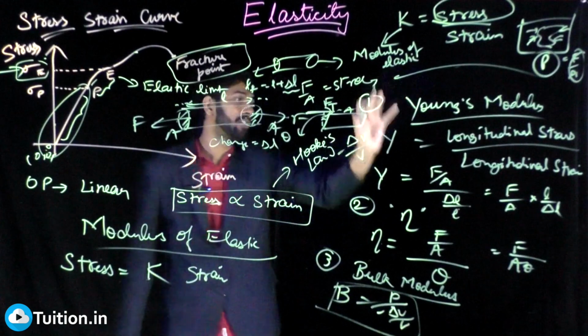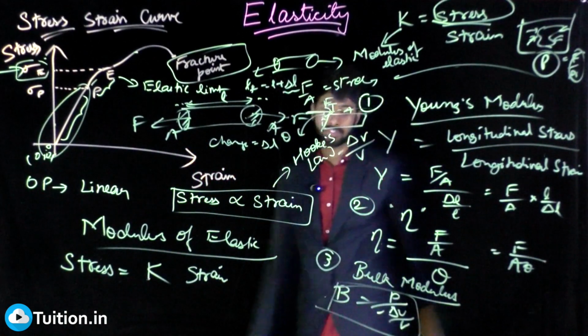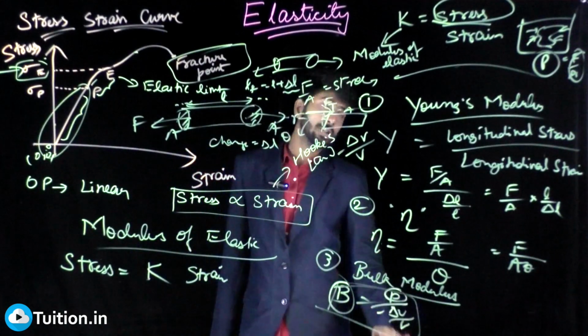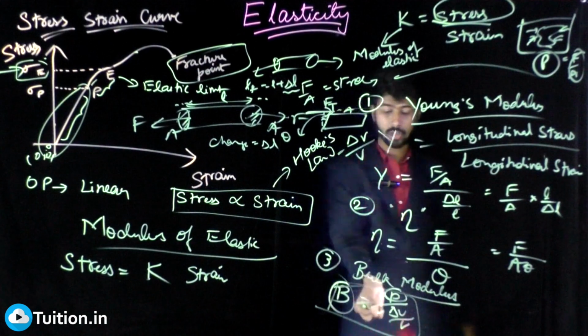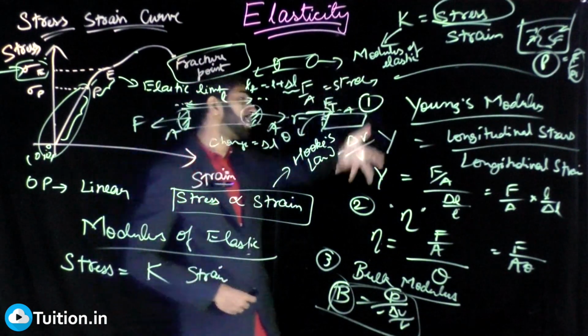It's the same concept that you're using to derive all three. And it's very simple, right? And why am I putting a negative sign? Because I have to keep this positive. Pressure is positive. Delta V is usually negative because volume decreases. To compensate for that, I'm using a negative sign, right? That's all about the moduli that you have to know.